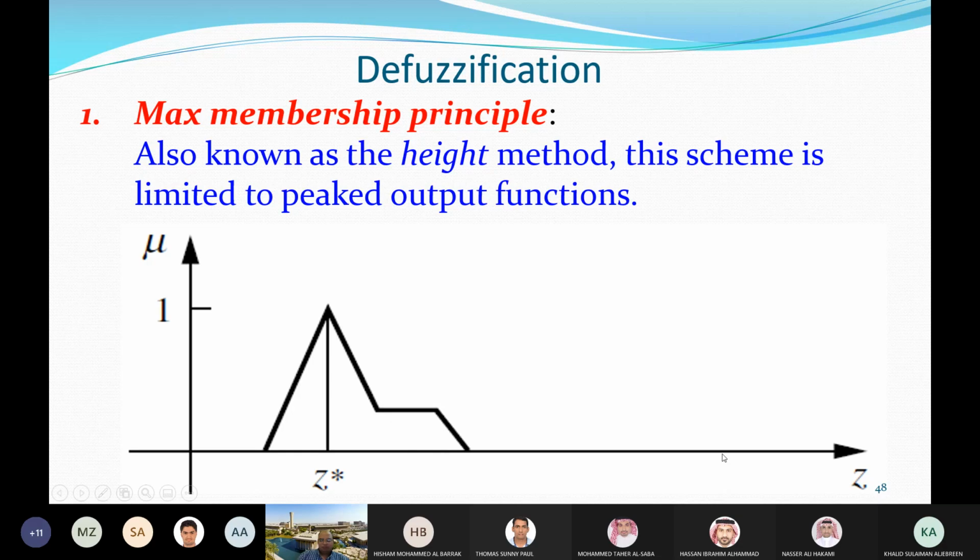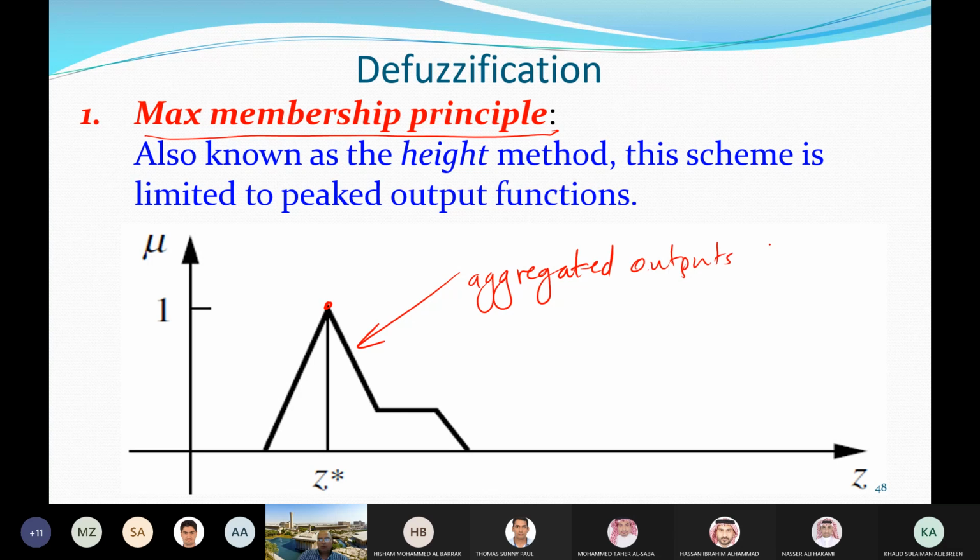Okay, so this is the maximum. This is the maximum membership. You can have the value corresponding to maximum membership, as you can see here in this shape. This is the collective, the aggregated outputs of all fired rules. Assume that you have it as such. So this method is simply that you take the value corresponding to the maximum membership.